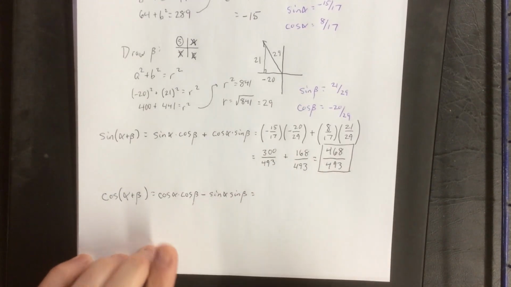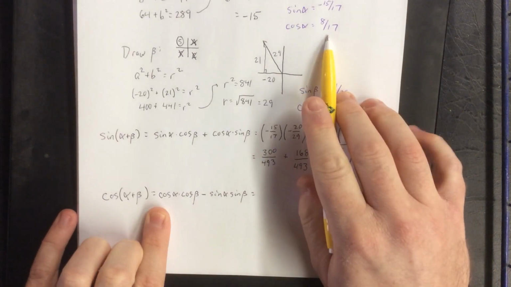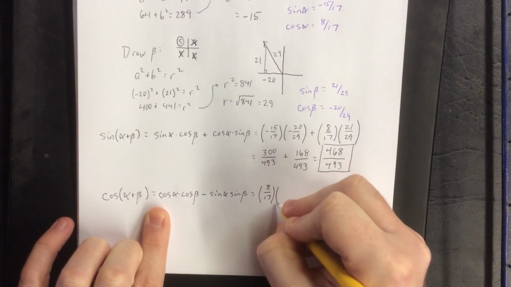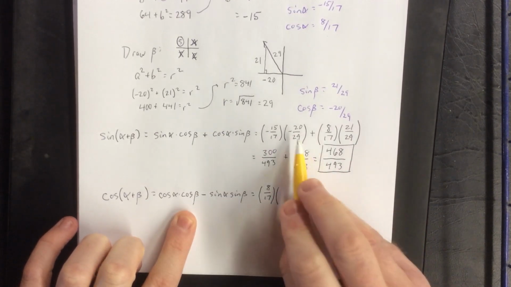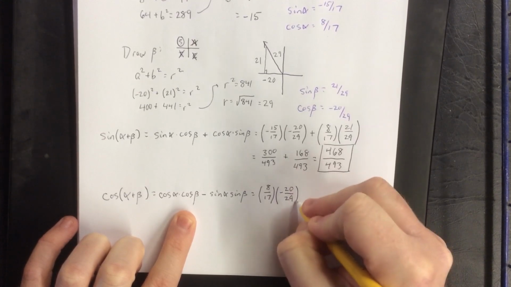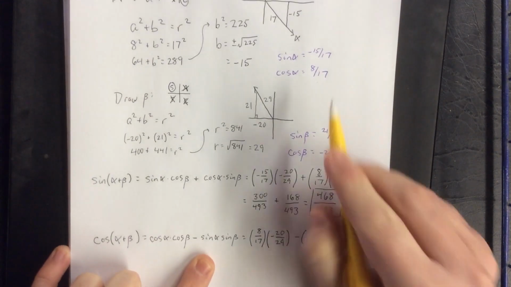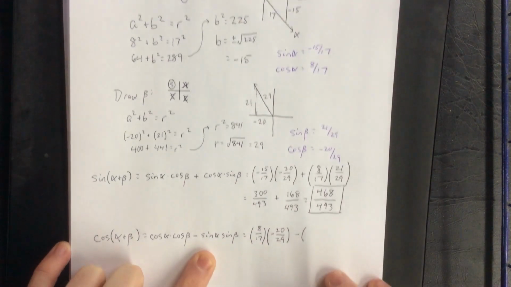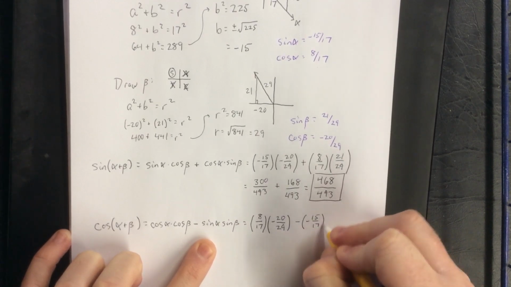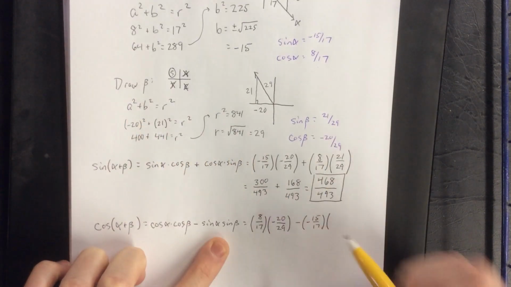This will be equal to cosine of alpha. Cosine of alpha we had right back up here. That's 8/17. Please note the extra use of parentheses around all of these things. Cosine of beta we can borrow from the last one since that's always in the second position. Minus sine of alpha. Sine of alpha was our negative 15 over 17. Times the sine of beta. Sine of beta is 21 over 29.